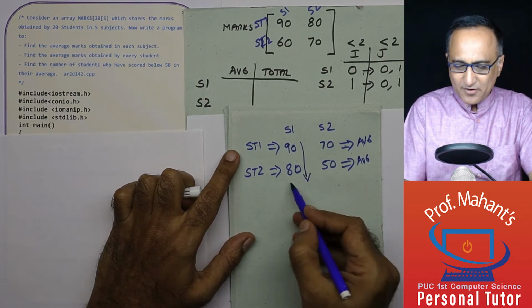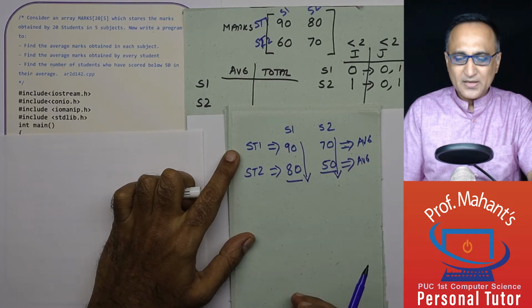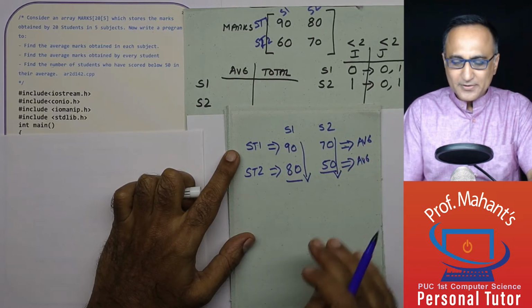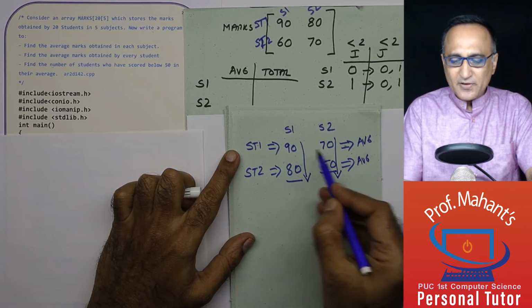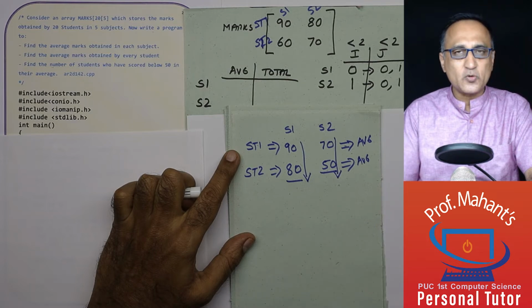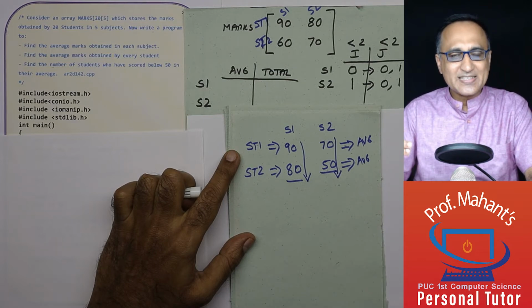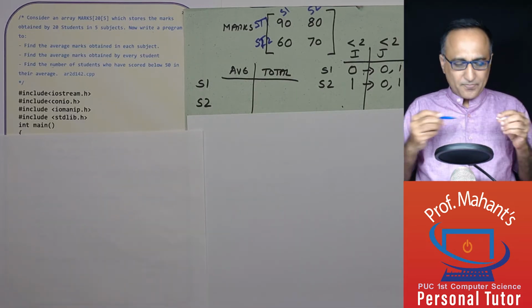Also find the average marks of the subject. So I need to find the column average also. So average of the row, average of the column. But in the row, I have one more condition. If the average of any student is less than 50, I need to count how many students have got an average less than 50. So think of it like this.